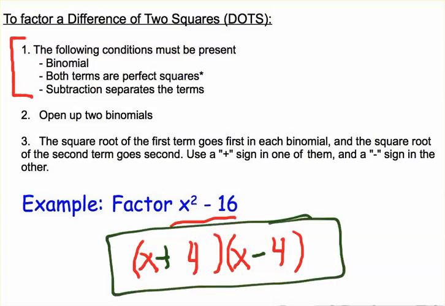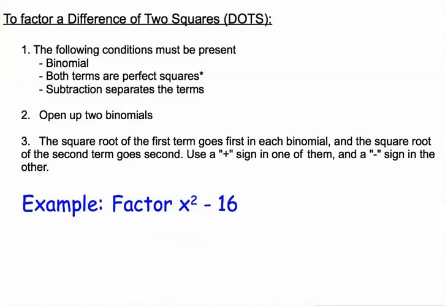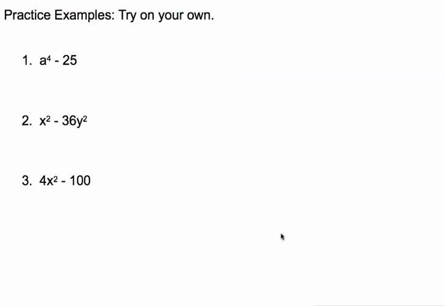And if you ever want to check, you could just use the distributive property or FOIL to figure out if you get what you originally started with. So now that you have that basic information, I want you guys to try the following examples on your own. So pause the video and try these examples on your own, and then we'll go over them.